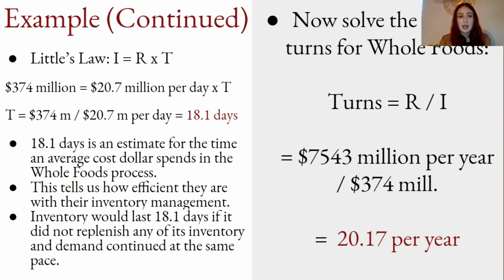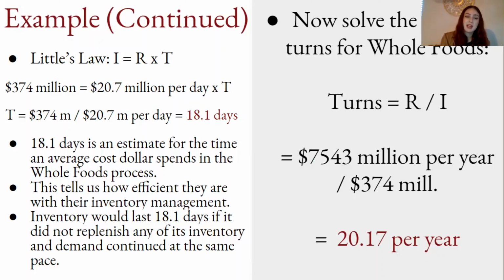Continuing that example, we're going to use Little's Law again. We're going to take 374 million as our inventory, our flow rate is going to be 20.7 million per day, and then we're going to multiply it by T. To find T, we have to do 374 million divided by 20.7 million per day, and that's going to give us 18.1 days. So what does that 18.1 days mean?